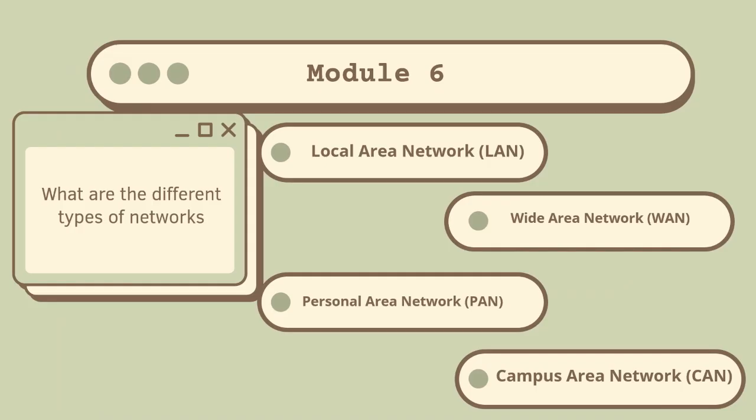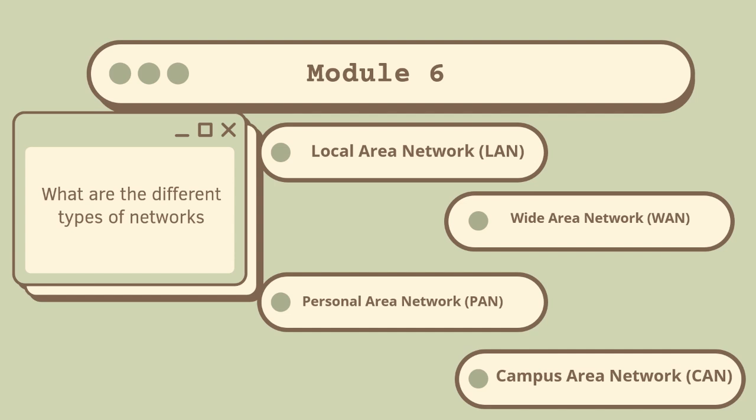There are several types of networks, each defined by its size, purpose, and structure. Here are the main types. First is local area network, LAN. It covers a small geographic area like a home, office, or building. It connects computers and devices within the same location. It is fast and typically uses Ethernet cable or Wi-Fi.